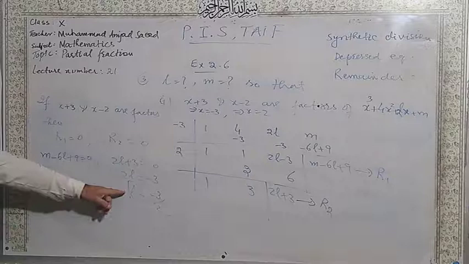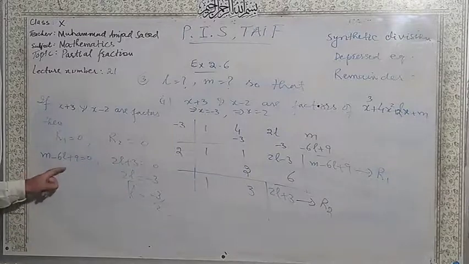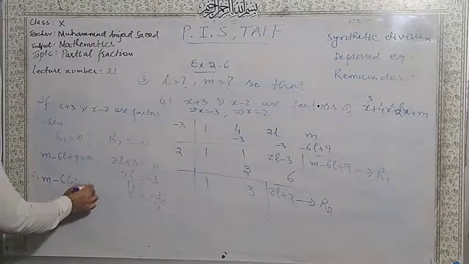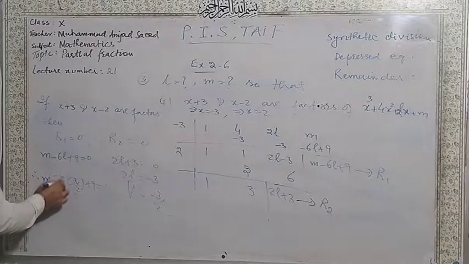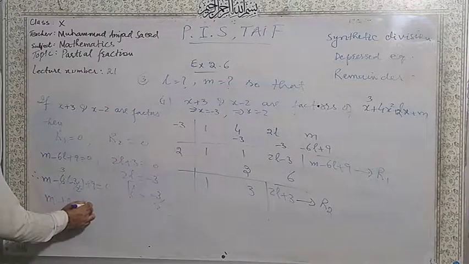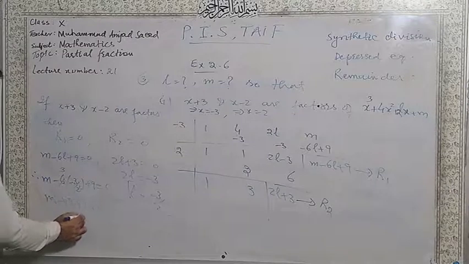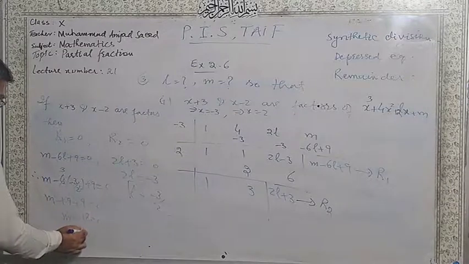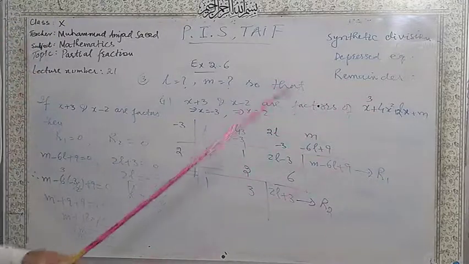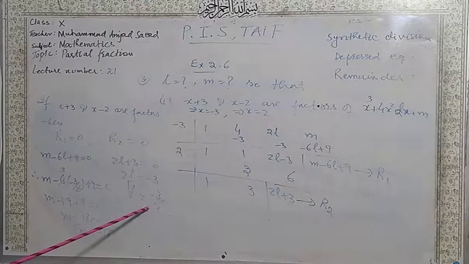Use this L is equal to minus 3 over 2 in this equation. Therefore, M minus 6 times minus 3 over 2 plus 9 is equal to 0. This is 2, 3 times 6 is 9. M plus 9 plus 9 is equal to 0. M plus 18 equal to 0 and M is equal to minus 18. So, dear students, you got these values: L is equal to minus 3 over 2 and M is equal to minus 18.